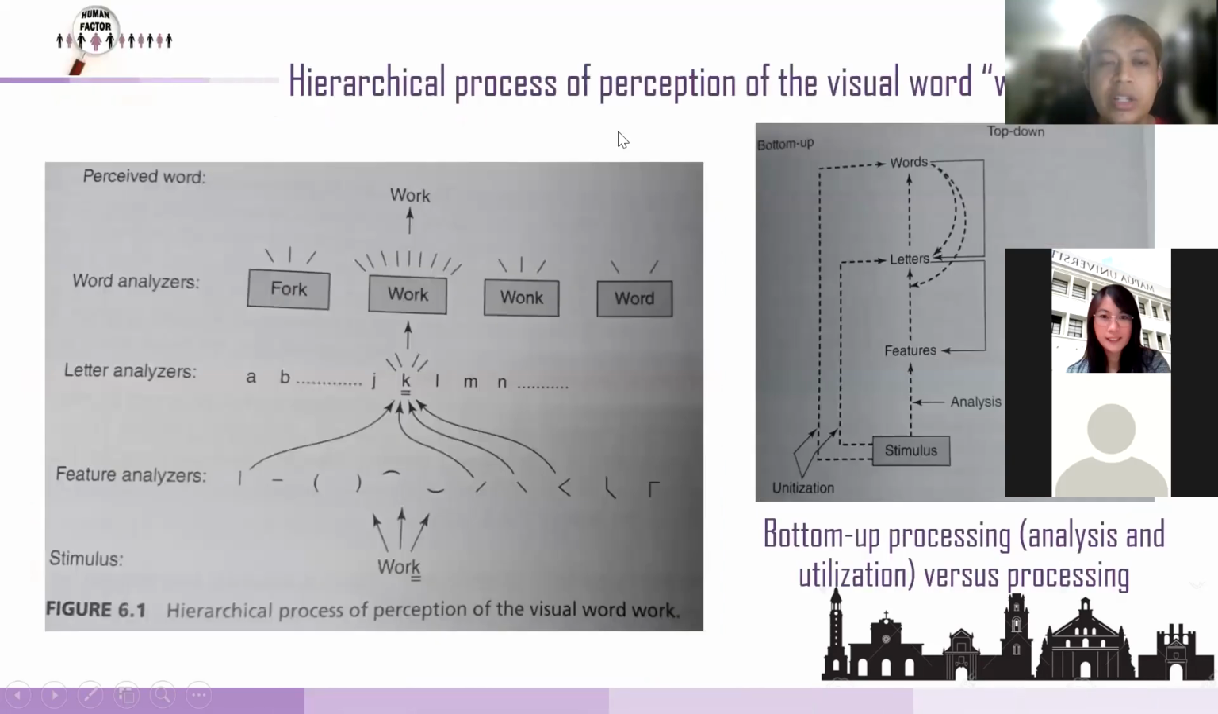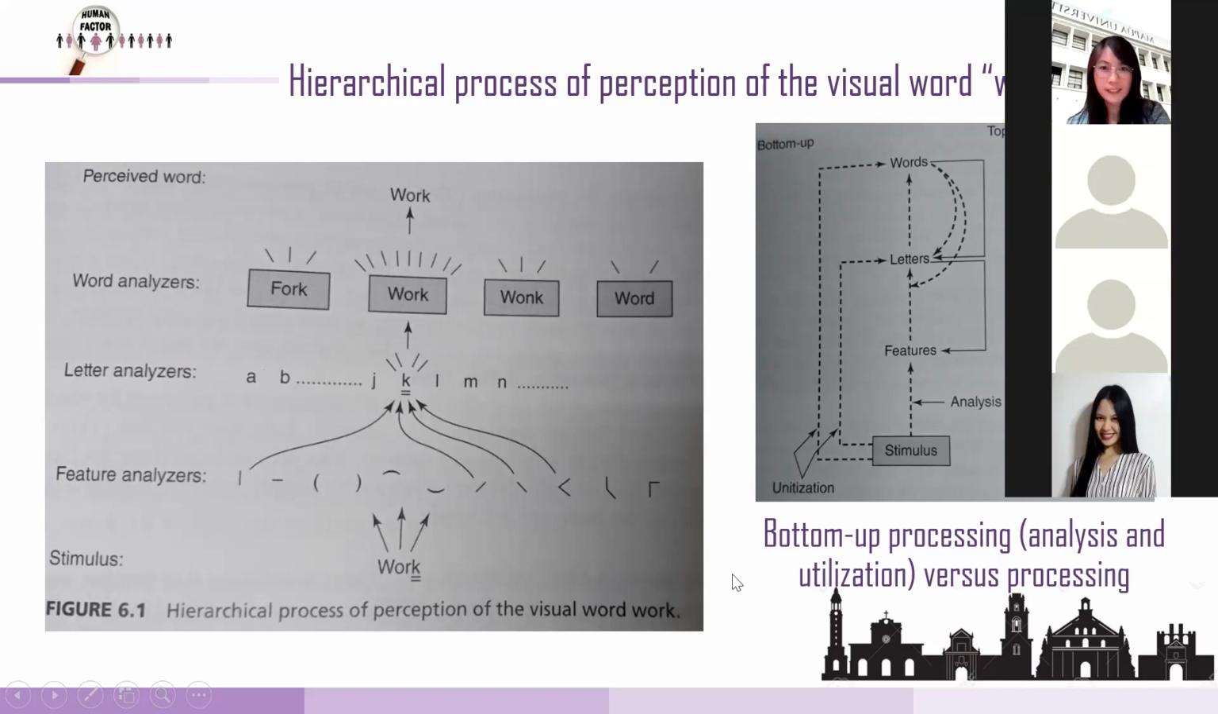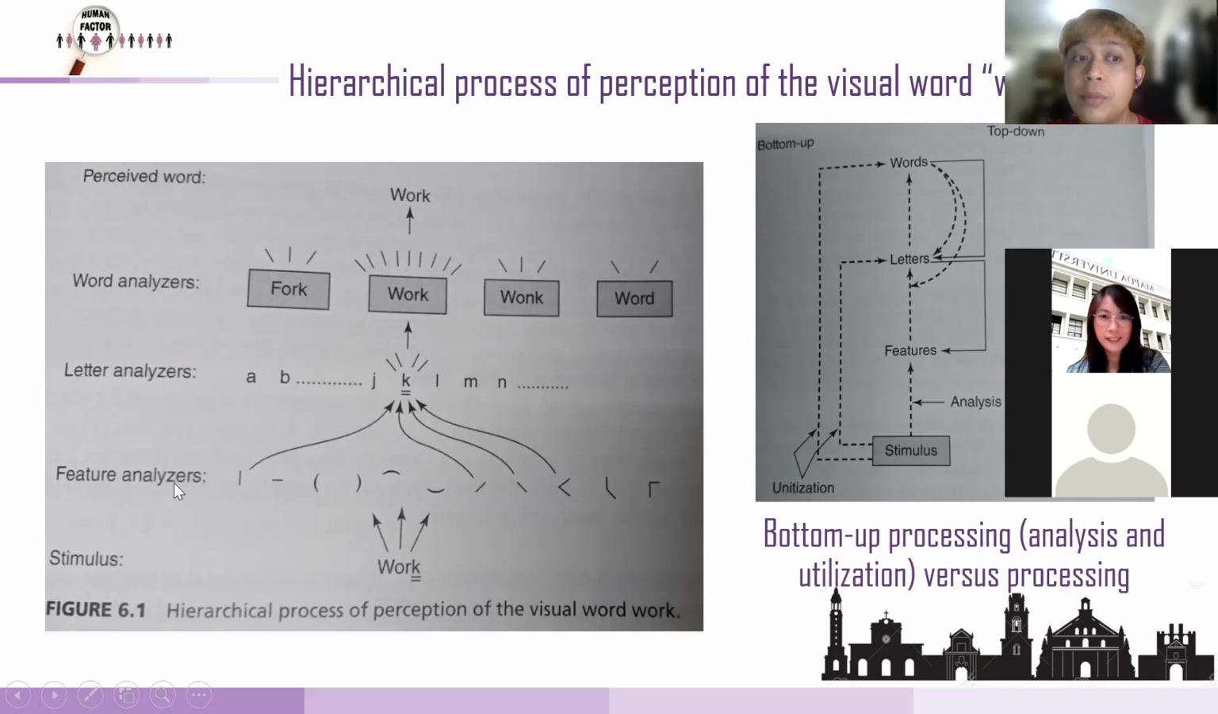This is actually a very nice hierarchical process of perception of the visual word. We actually have top down and bottom up. At the beginning, when we were kids, you make the stimulus, and after the stimulus, the first step is that we break it down into features. The same thing with what my ally is doing about icons. If you would like to break an icon down into its features, you have to analyze it.